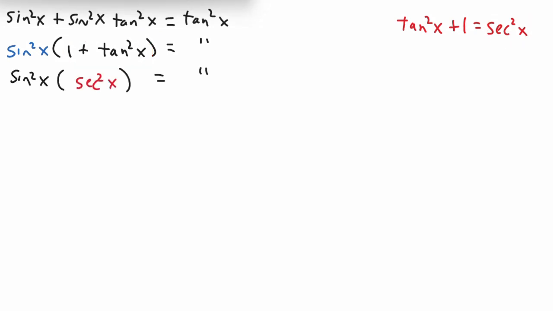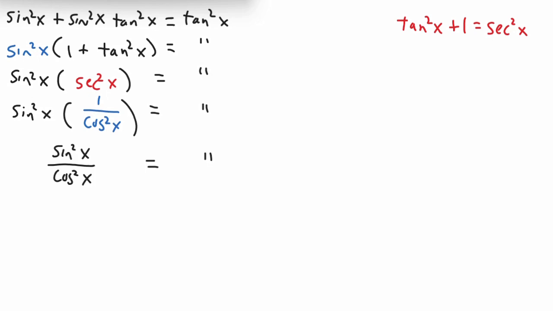You probably remember that secant x is the same thing as 1 over cosine x. So let's replace secant squared x with 1 over cosine squared x. Okay, let's simplify the left side, multiply those together. Sine over cosine of x is the same thing as tangent of x. So sine squared x over cosine squared x is tangent squared x. So we've just proven that identity.